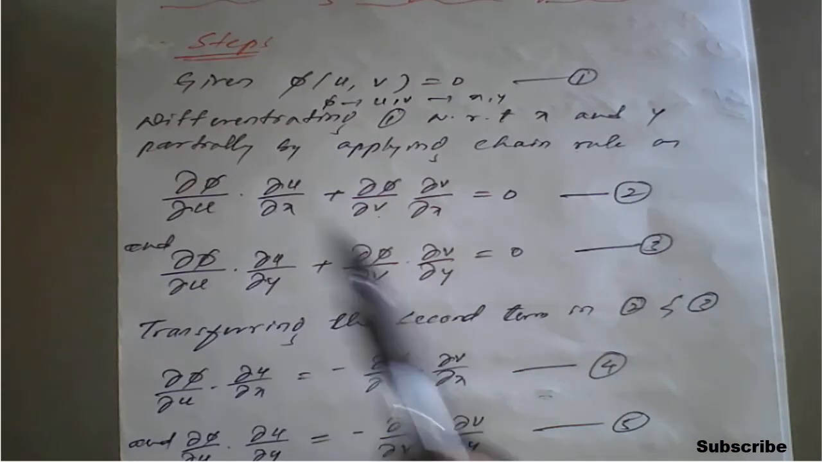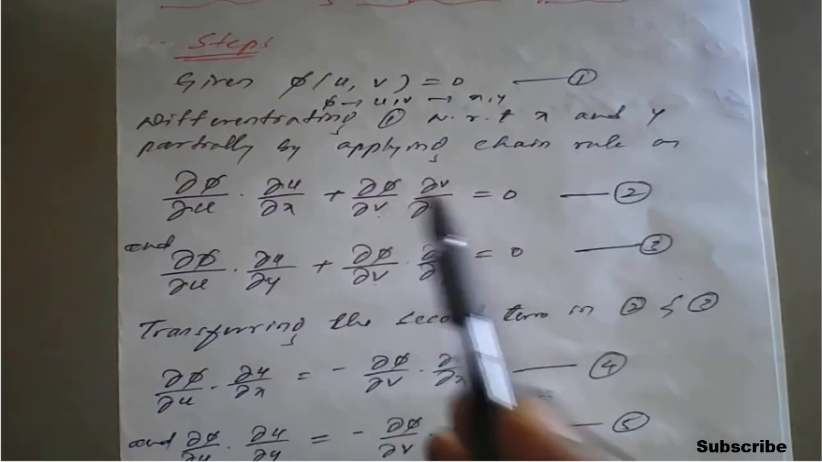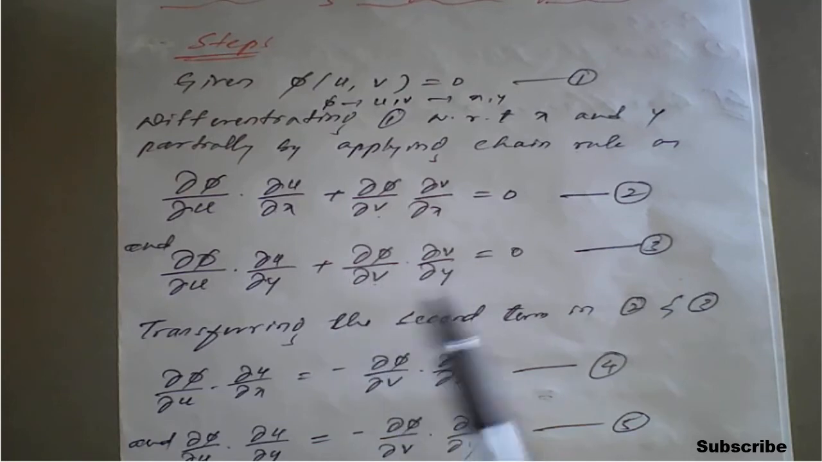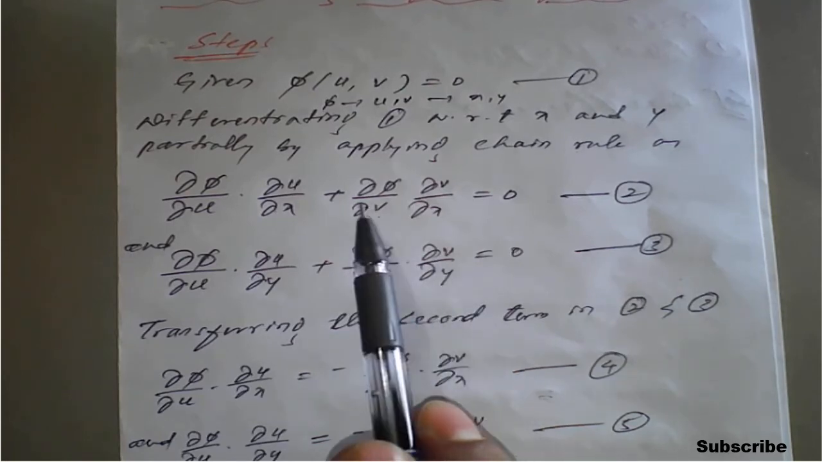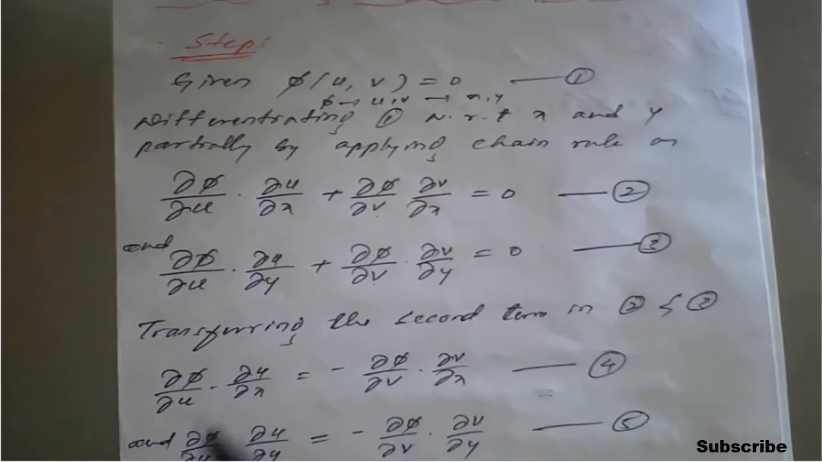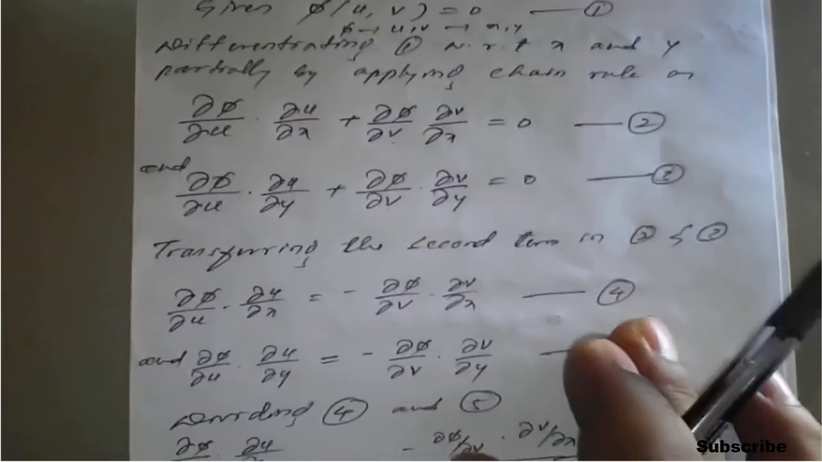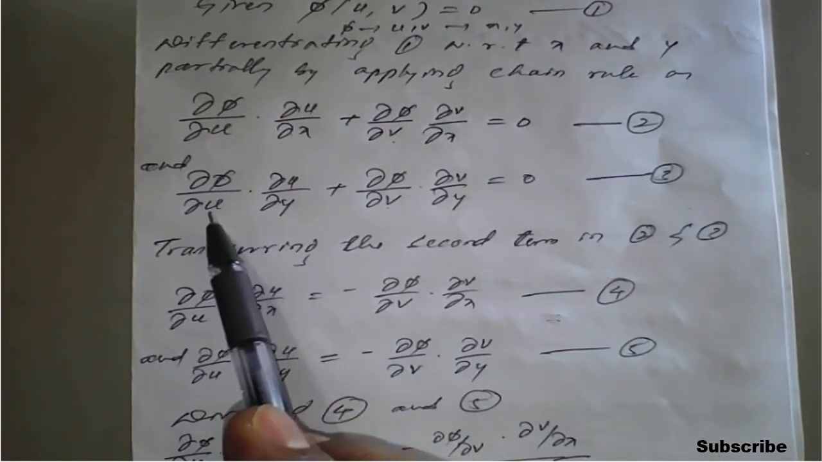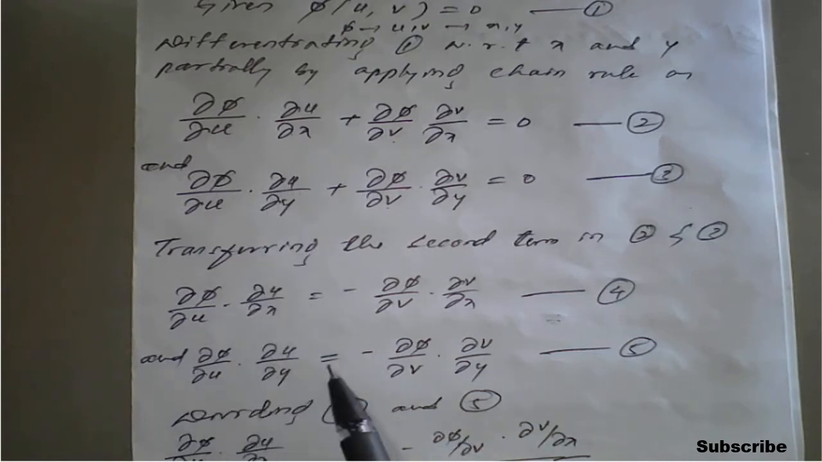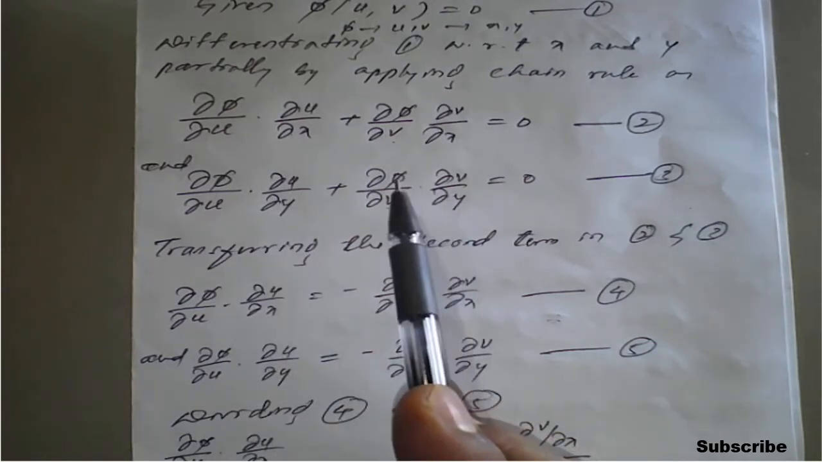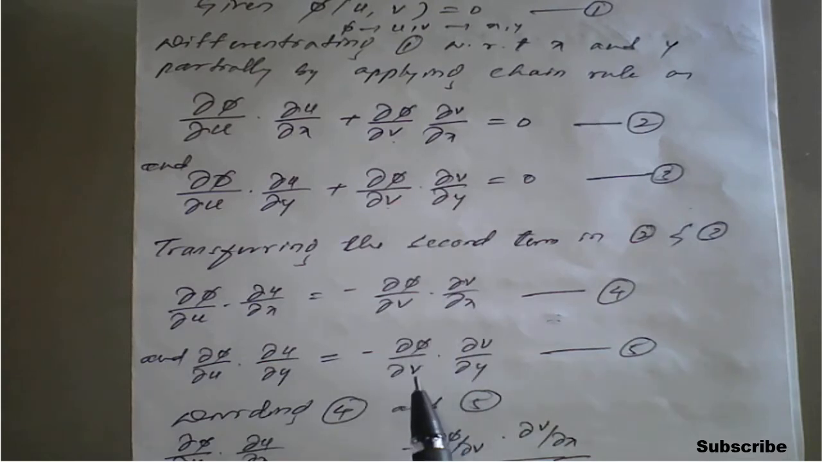Now, transforming the second term. This is the second term of equation 2, and this is the second term of equation 3. We have to shift this term to the right hand side. So dou phi by dou u into dou u by dou x will be on the left hand side, and if you shift the second term, it becomes minus dou phi by dou v into dou v by dou x. Similarly, from equation 3, dou phi by dou u into dou u by dou y on the left hand side is equal to minus dou phi by dou v into dou v by dou y. So we got equations 4 and 5.